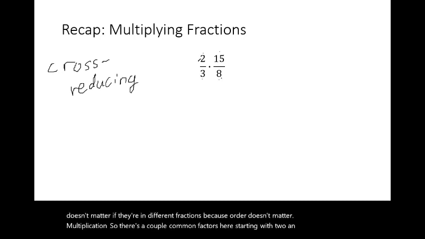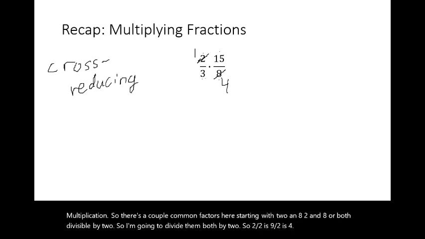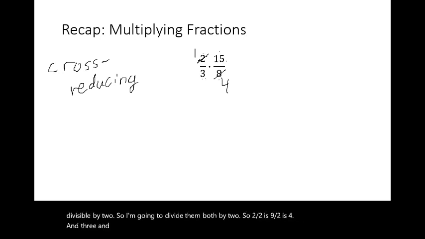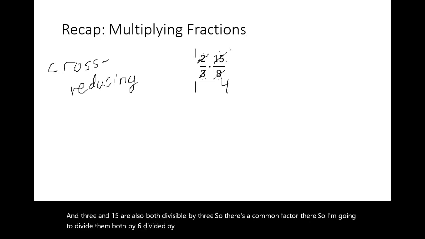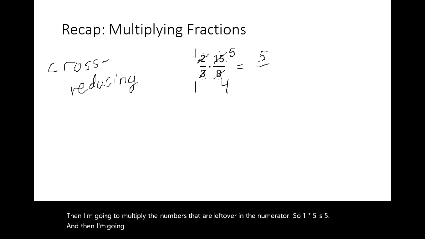2 and 8 are both divisible by 2, so I'm going to divide them both by 2. 2 divided by 2 is 1, 8 divided by 2 is 4. And 3 and 15 are also both divisible by 3, so there's a common factor there. I'm going to divide them both by 3. 3 divided by 3 is 1, 15 divided by 3 is 5. Then I'm going to multiply the numbers that are left over in the numerator. 1 times 5 is 5. And then I'm going to multiply what's left over in the denominators. 1 times 4 is 4.